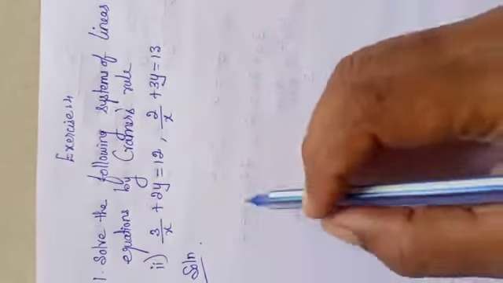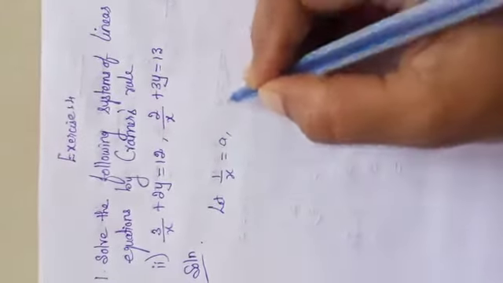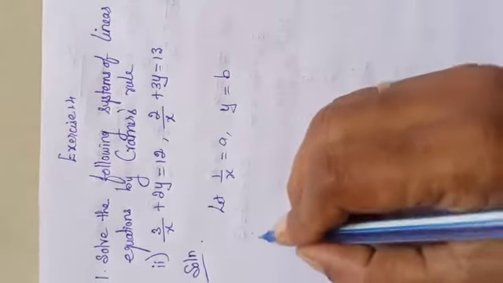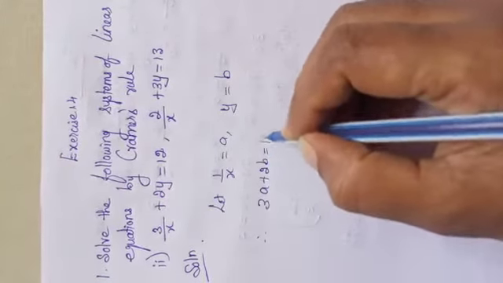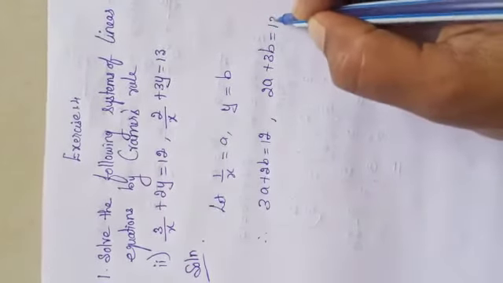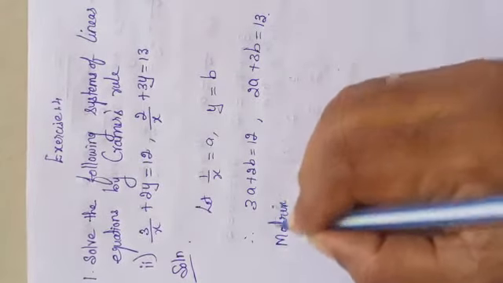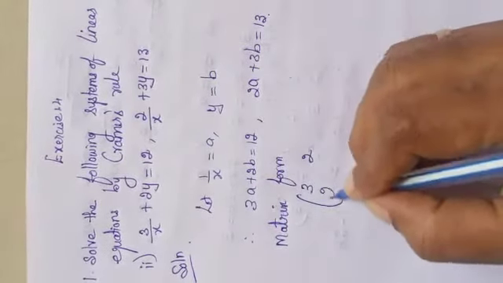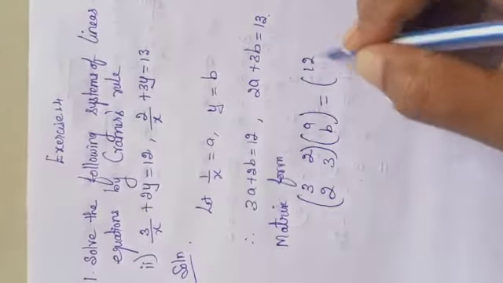Since it is in 1 by x, we can take that as a. Let 1 by x is equal to a and y as it is, y is equal to b. Rewrite the equation. Therefore, we may get 3a plus 2b is equal to 12 and 2a plus 3b is equal to 13. Now we can write in matrix form. See the matrix form. 3, 2, 2, 3 into a, b is equal to 12, 13.